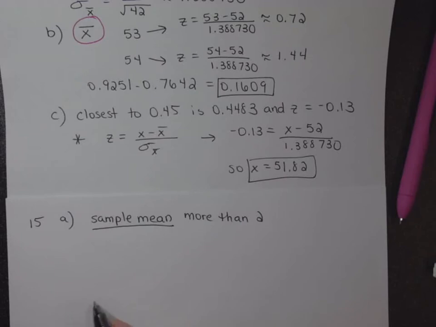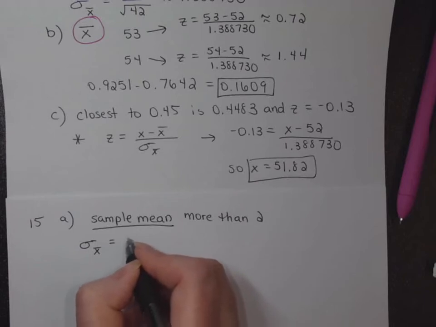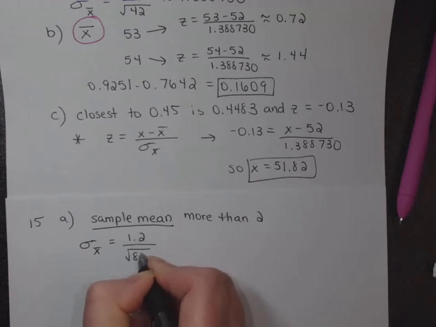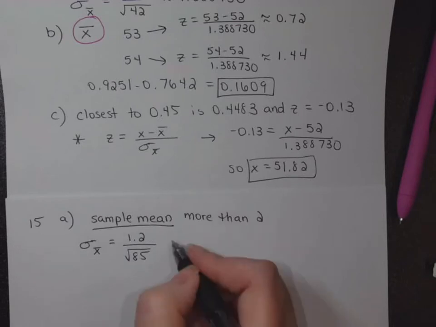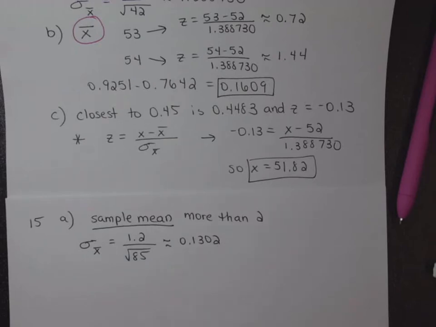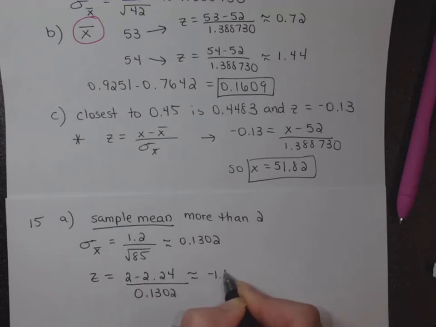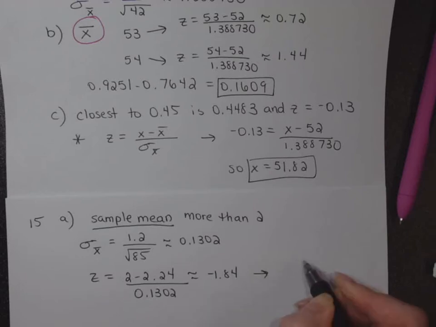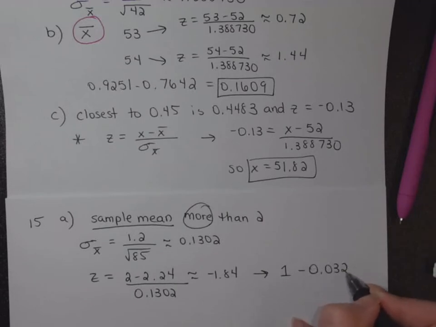Okay, so first we need to find our standard deviation of the X-bars. So that's going to be the standard deviation of the population over the square root of n. So we get 0.1302. Okay, so now we want the probability of more than 2, so we need to find the z-score. So it's going to be 2 minus the mean over the standard deviation for those means. It works out to be negative 0.184. And then remember, because it's more than, we're going to do 1 minus what we read from the chart. So 1 minus 0.0329, which is 0.9671.